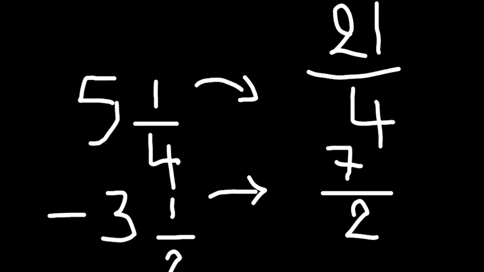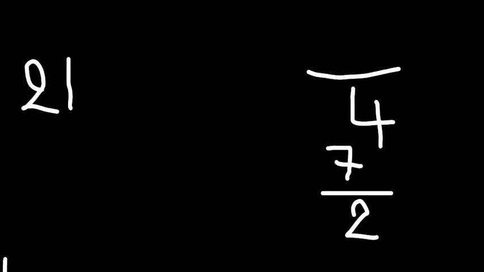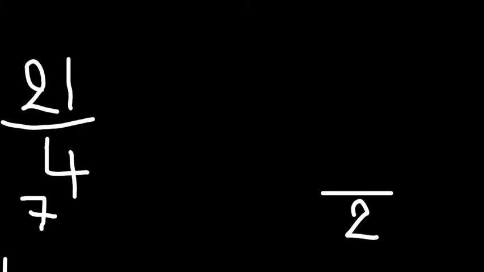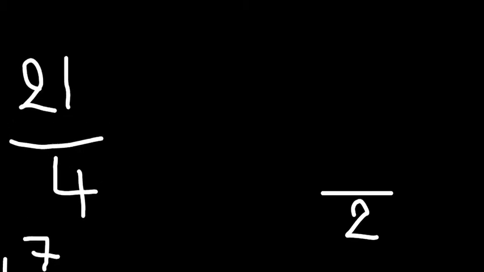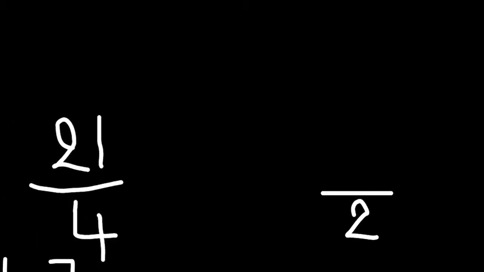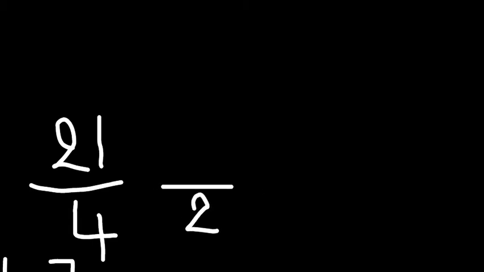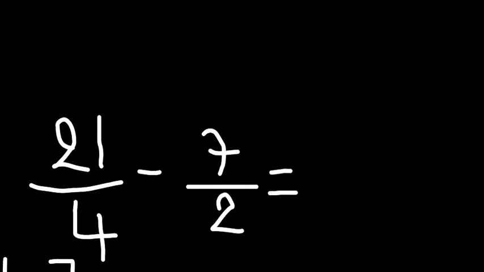Okay? So now you have both numbers as improper fractions. Let me just rewrite that one, 7/2. Okay? So this is what we have so far. Guess what? We're subtracting two fractions with different denominators. Okay? So go back to the previous lesson.